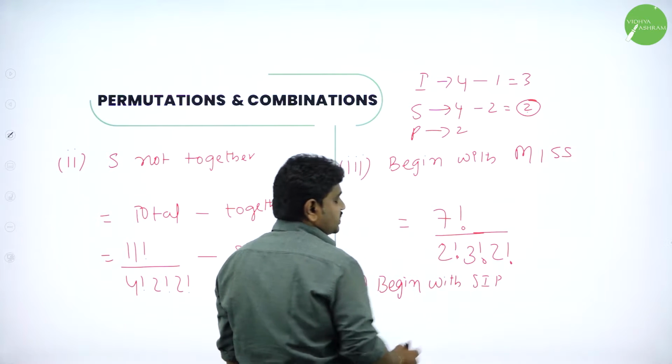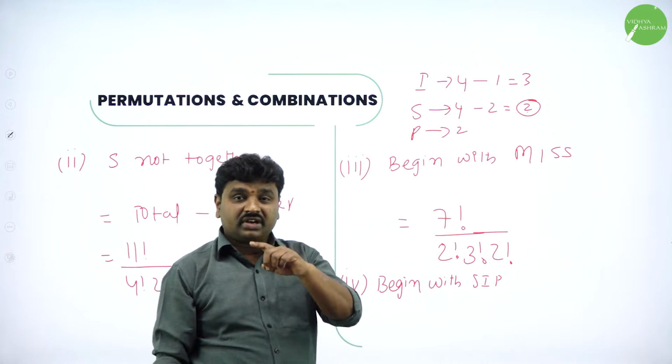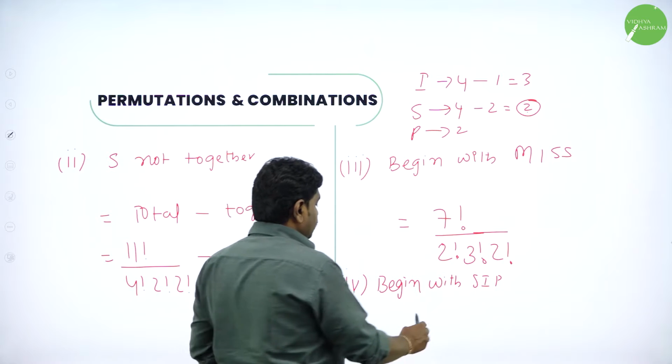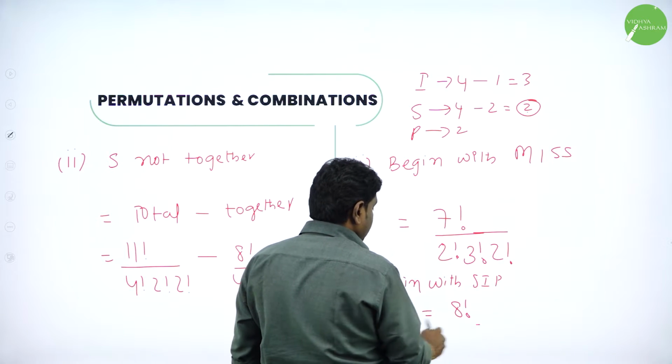SIP. So other than SIP, we have a total of 11. 11 remove 3, so we'll have 8 letters. 8 letters can be arranged in 8 factorial.